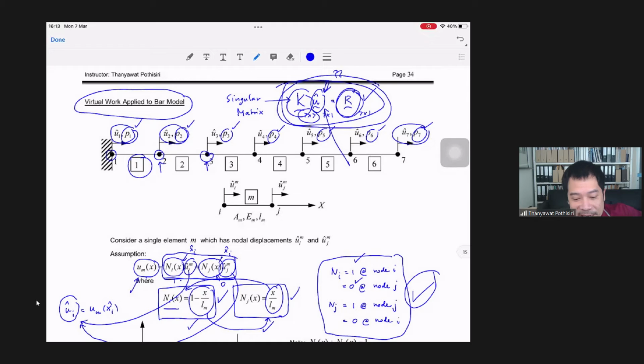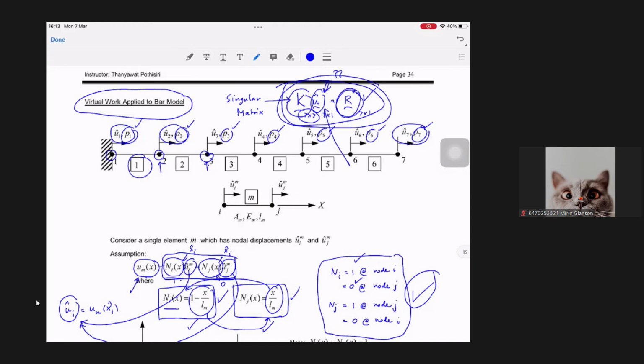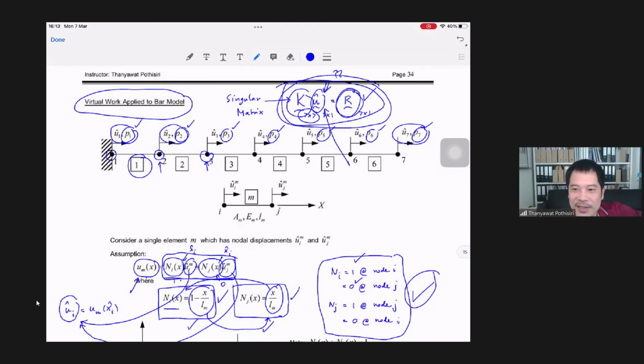Okay, let me ask Mirin then. Mirin, why do you think K would be a singular matrix? Okay, Mirin doesn't have any answer.